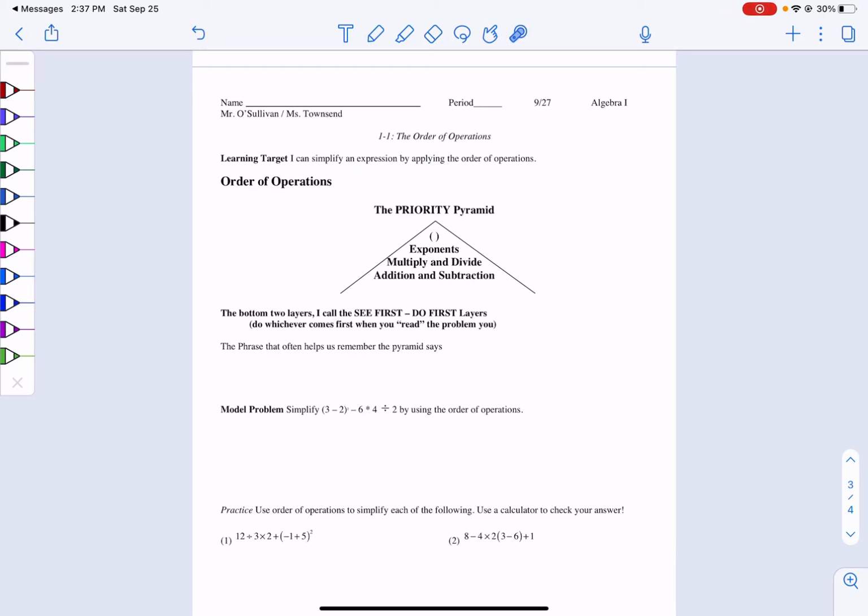You've actually learned about the order of operations in middle school. It's not a big part of our class. For the most part, we're going to be using a calculator. Today we're going to be solving them by hand, but again, on a test or quiz, you can use a calculator. You don't need to show the order of operations.